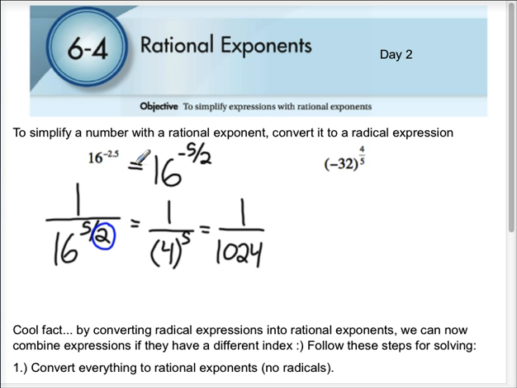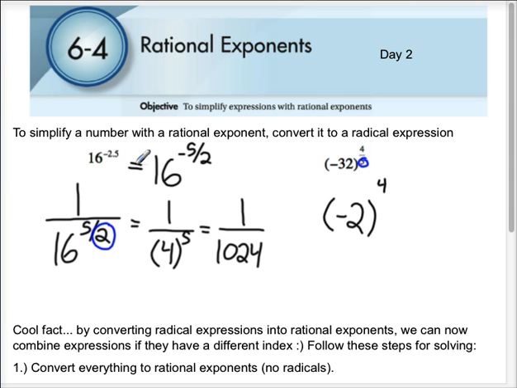All right, well, let's try this again. So negative 32 to the 4/5 power. Again, the first thing that I'm noticing is that fifth there. That fifth means we're taking a fifth root. So my first step is I'm going to take the fifth root of negative 32. And if you look at your power chart, the fifth root of 32 is 2. So the fifth root of negative 32 is negative 2.